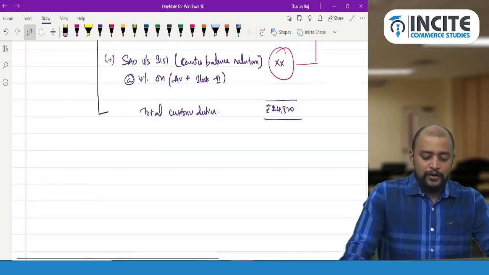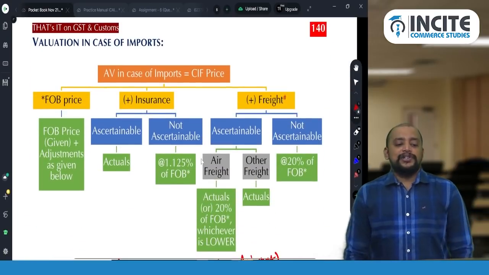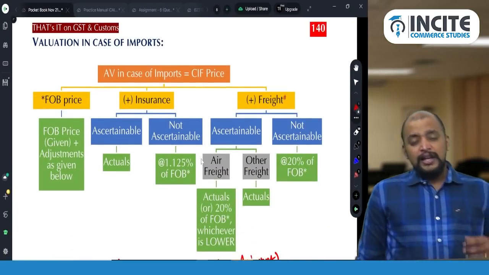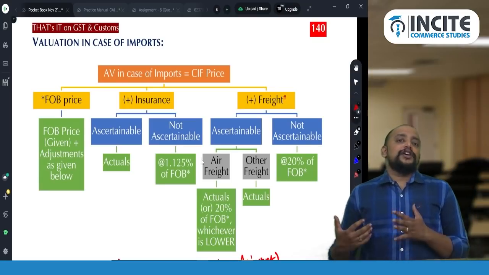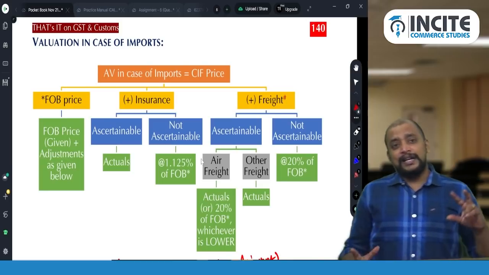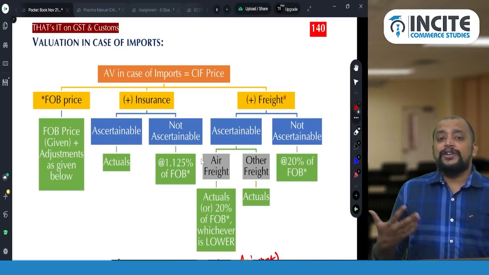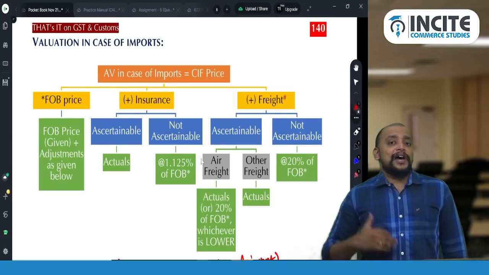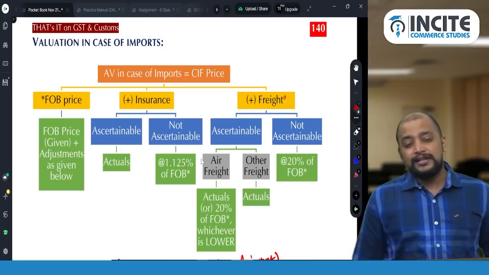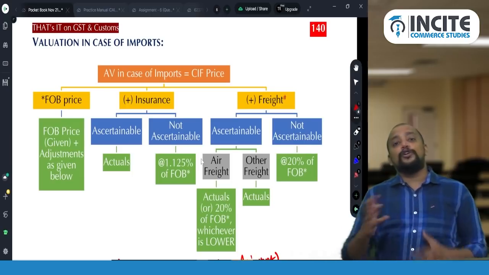Now we are moving on to the next area, that is valuation in case of imports. We have completed so far the types of customs duties. Now we are moving on to valuation. You will get two types of questions. Only a question on valuation you may get, or a question that involves computation of customs duty, or both, that is value of imported goods as well as computation of customs duty. So both also you can get.